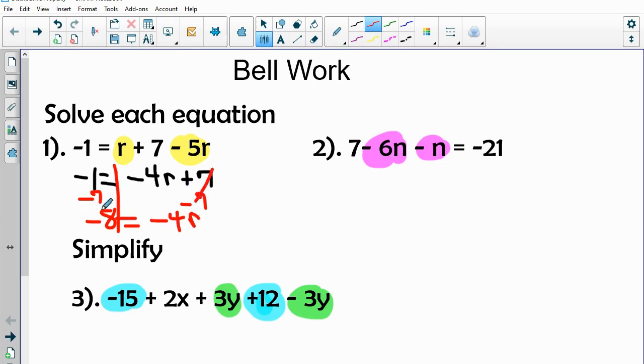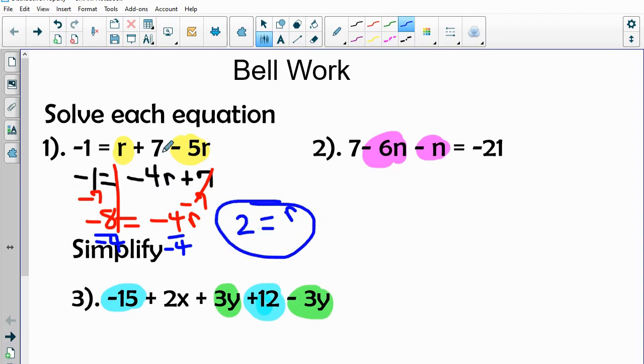the 7's cancel out. So now when I divide both sides by negative 4, I'm getting a little tight on space here, but we fit it in there. We end up with r equals negative 8 divided by negative 4, which is positive 2. So that's our first one.